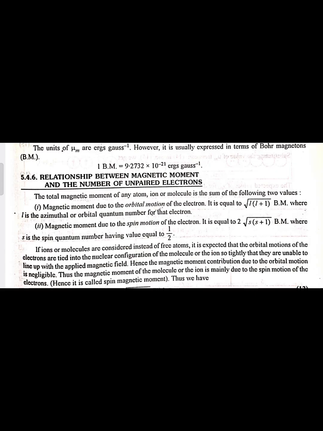Relationship between magnetic moment and the number of unpaired electrons. The total magnetic moment of any atom, ion, or molecule is the sum of the following two values. Number 1, magnetic moment due to the orbital motion of the electron. It is equal to under root L into L plus 1 BM, where L is the azimuthal or orbital quantum number for the electron. Number 2, magnetic moment due to the spin motion of the electron. It is equal to 2 into S under root S into S plus 1 BM, where S is the spin quantum number having value equal to 1 by 2.